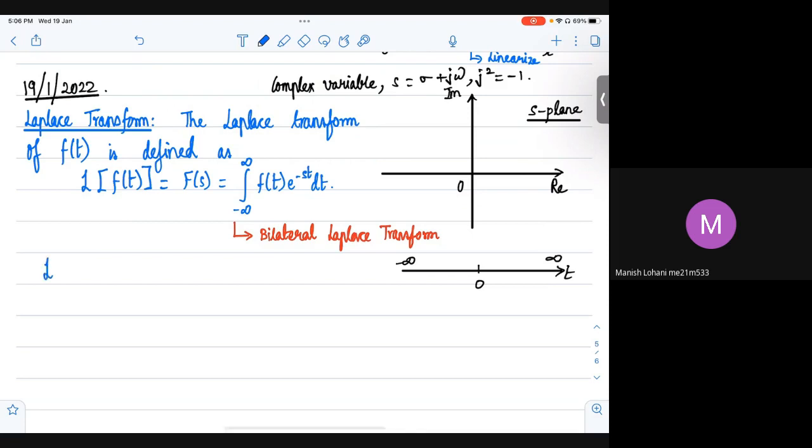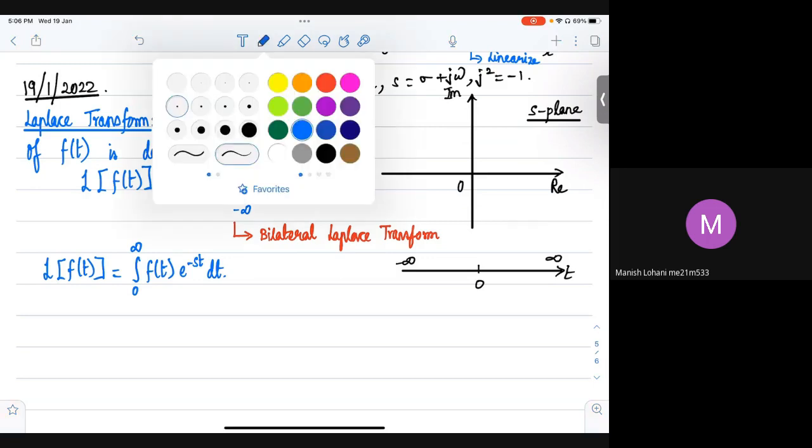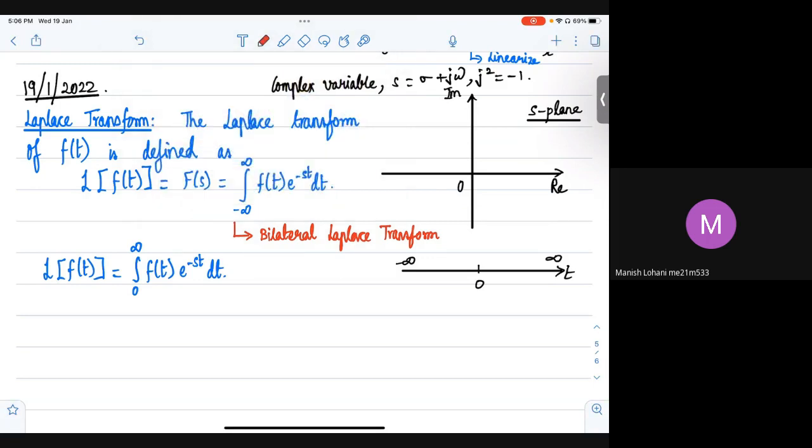So we will use this definition of Laplace transform, which is given by the Laplace transform of f of t equals the integral from 0 to infinity of f of t e power minus st. This is what is called the unilateral Laplace transform.